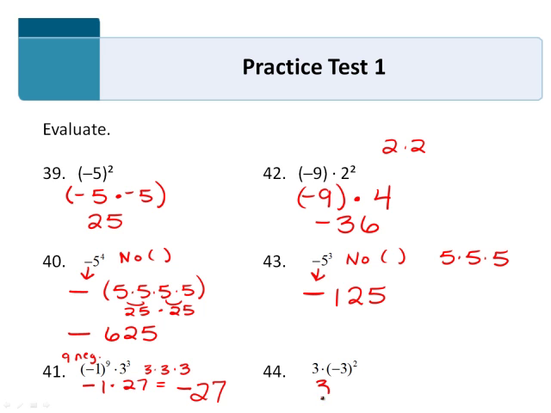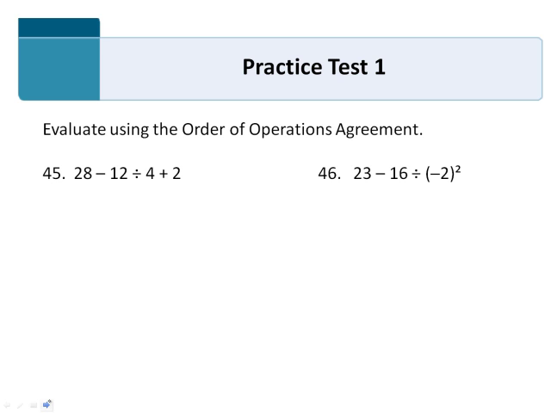All right, 44, we have 3 times negative 3 squared. So that's going to be 3, and then we're going to multiply negative 3 times negative 3. So we have 3 times a positive 9, because that's what we get there. 2 negatives gives me positive 9, and 3 times 9 would be 27. All right, now the next problems are order of operations. So you want to remember your order of operations, PEMDAS.